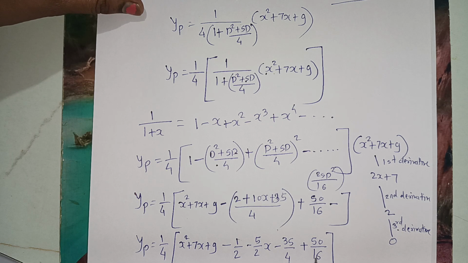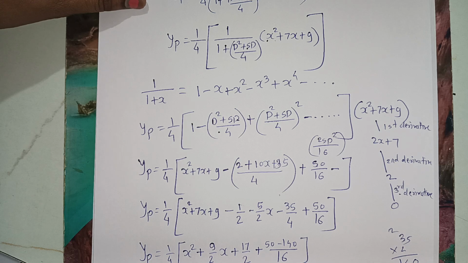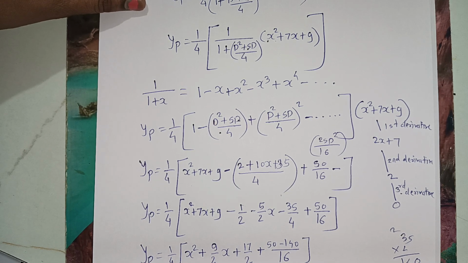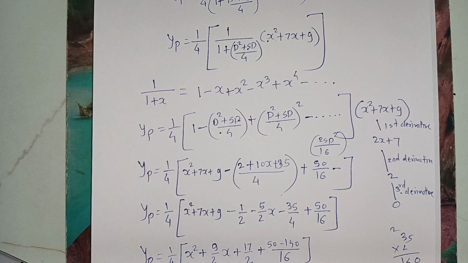These are two fractions with denominators 4 and 16. So we are going to take denominator 16. So multiply the numerator and denominator by 4. In the numerator you will have minus 140, and in the denominator it is 16. Now the denominators are the same, so I have written the denominator collectively as 16. In this way it is equal to 1 by 4 x square plus 9 by 2 x, and (50 minus 140) is minus 90, so minus 90 by 16.